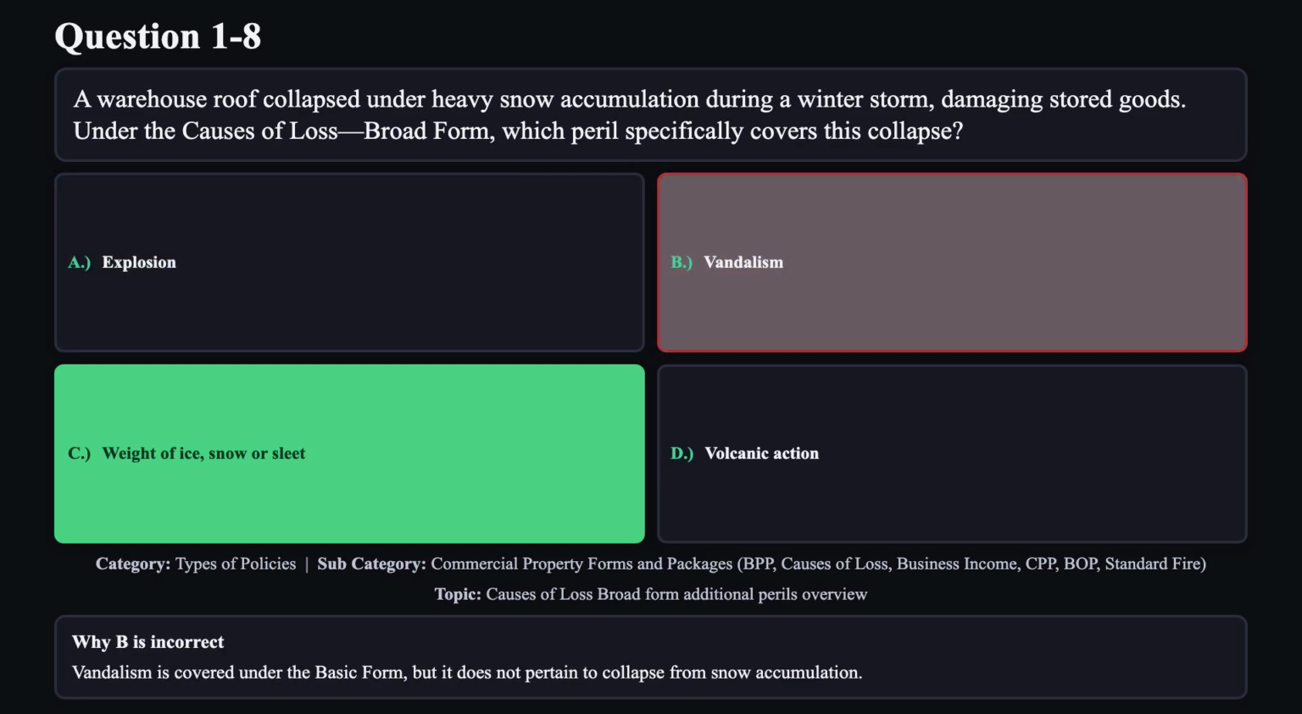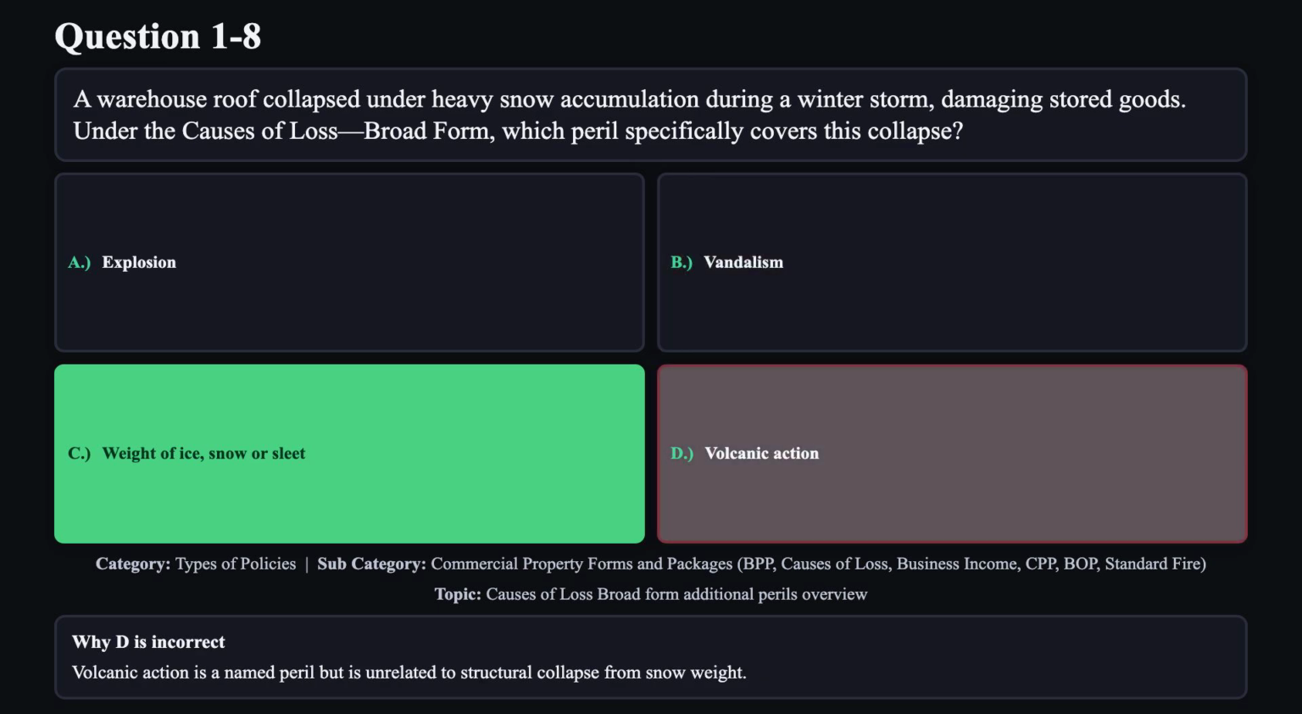Reason B is not correct. Vandalism is covered under the basic form, but it does not pertain to collapse from snow accumulation. Reason D is not correct. Volcanic action is a named peril but is unrelated to structural collapse from snow weight.